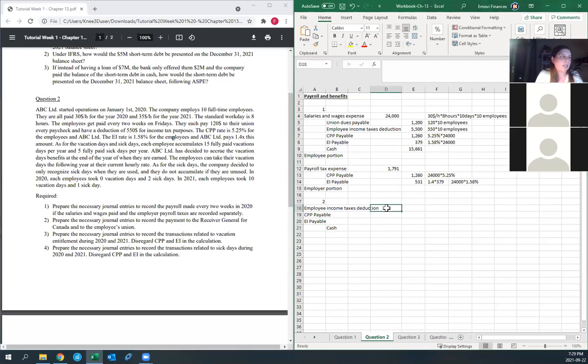Okay. So employee income tax deduction, you only have in the employee transaction, so it's only 5,500. CPP payable, you have to add your CPP of the employee and the employer portion. And EI, same thing, you add the employee and the employer portion. And cash is just the sum of all three. So this is the Receiver General for Canada. And then for the union, union dues payable for the employees union, again, you pay with cash.